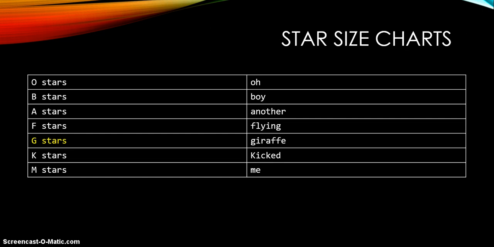So this is a chart for the star sizes. We have the O stars. Those are the biggest kind of stars. Oh boy, another flying giraffe kicked me: O stars, B stars, A stars, F stars, G stars, K stars, and M stars. G stars is highlighted in a different color for a reason, because our sun is a G star.